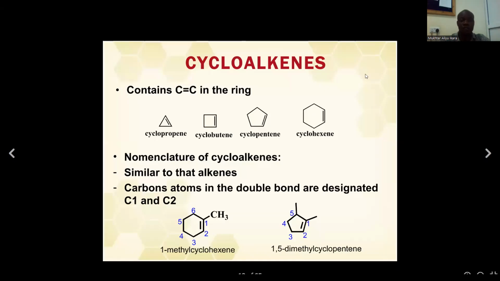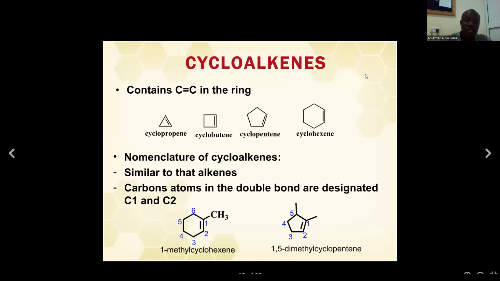Okay, now the next one that we are going to look at is cycloalkenes. Cycloalkenes contain a carbon-to-carbon double bond in the ring. We have, for example, cyclopropene because there are 3 carbons. We have cyclobutene, there are 4 carbons. We have cyclopentene and cyclohexene.